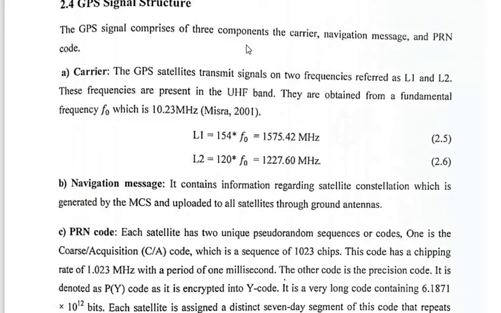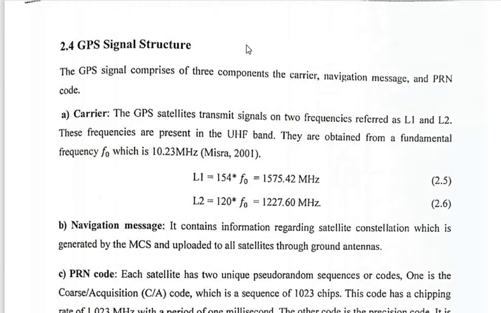The first component was the carrier. The carrier signal has two frequencies, derived from a fundamental frequency of 10.23 megahertz. In that carrier you have L1 and L2. This fundamental frequency is multiplied by 154, so that the L1 value is 1575.42 megahertz, and the L2 value is 1227.60 megahertz. So this was the basic GPS signal structure and the components you have in it.